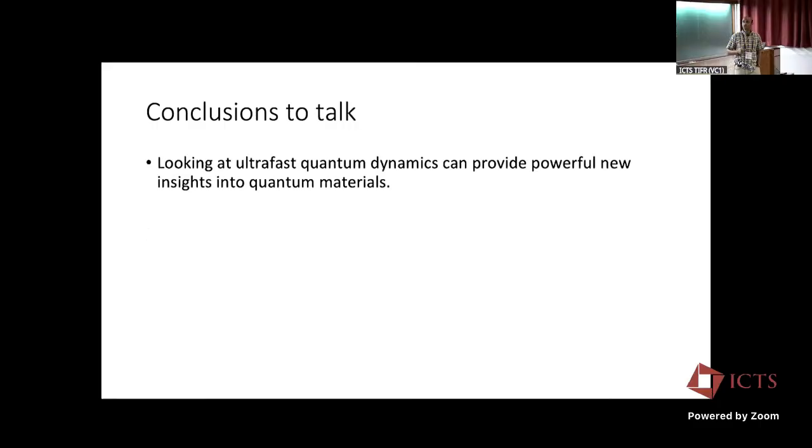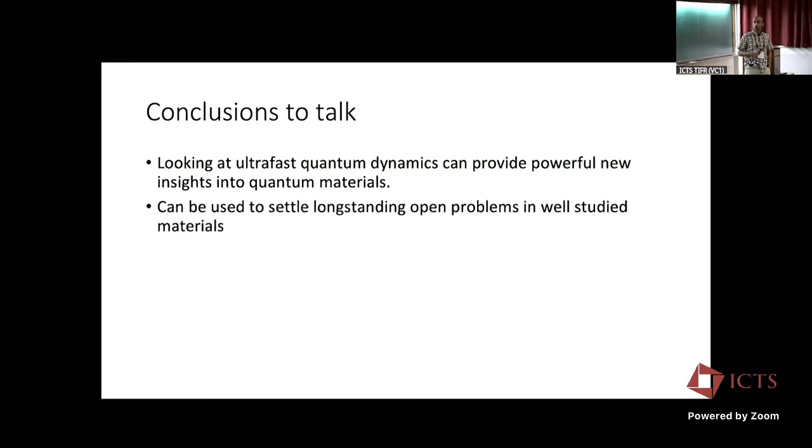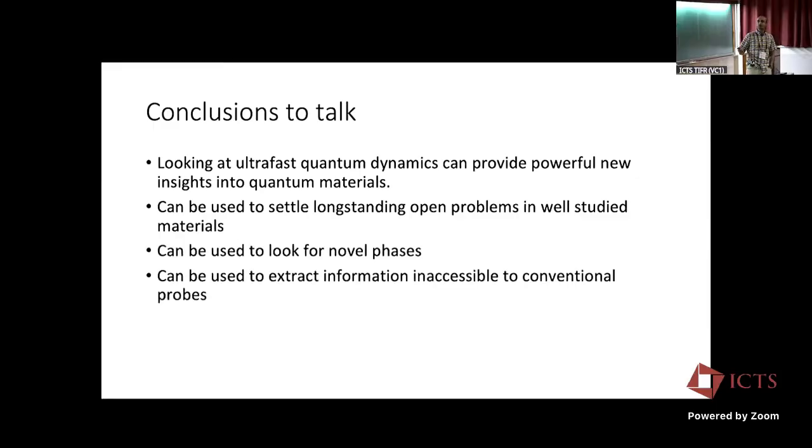What have I told you? Firstly, looking at ultrafast quantum dynamics can provide a powerful new set of insights into quantum materials. It can be used to settle long-standing open problems in well-studied materials. In fact, even maximally well-studied materials like phosphorus-doped silicon. It can be used to look for novel phases. It can be used to characterize phases which are hard to characterize with traditional experiments, like spin liquids or fractons. It can be used to extract information inaccessible to conventional probes. And also, it's a good motivation for doing non-equilibrium in the solid state, and for taking this entire body of work which has been developed on non-equilibrium many-body physics and actually applying that to honest-to-goodness material systems instead of just always cold atoms and synthetic systems.